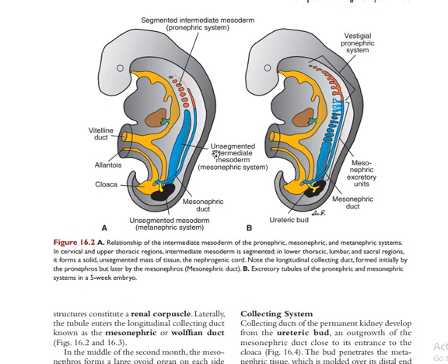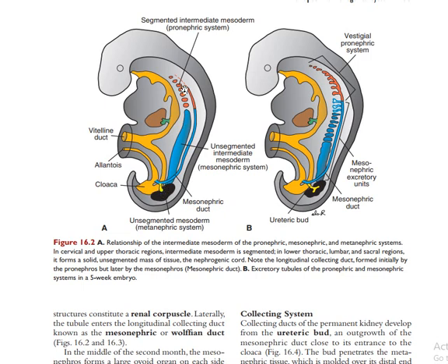Now the next one we have here is the unsegmented intermediate mesoderm. The unsegmented intermediate mesoderm is this other portion here. The intermediate mesoderm involved with the renal tissue here is going to be called the mesonephric system. At this position you have the pronephric system, here you have the mesonephric system, and lastly the tissues here, from the unsegmented mesoderm, are going to be called the metanephric system.